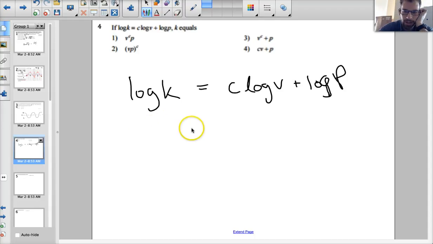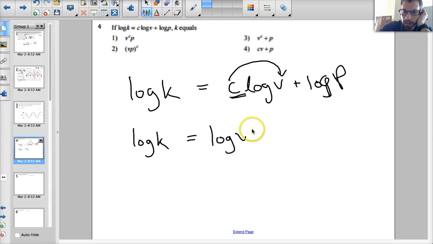To do that, I need to get rid of the logs. And to get rid of the logs, I need to condense them. I know addition turns into multiplication, but until I get rid of the c, I can't combine them. So to get rid of the c, I'm going to turn it into an exponent. So I can rewrite this as log k equals log v to the c power plus log of p.